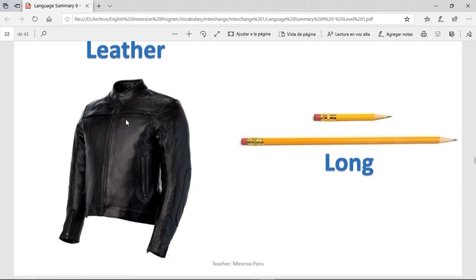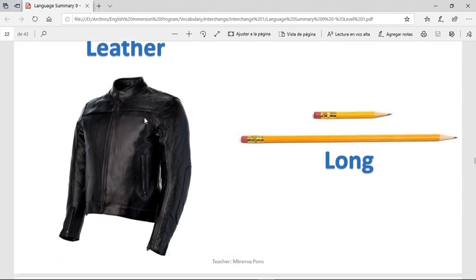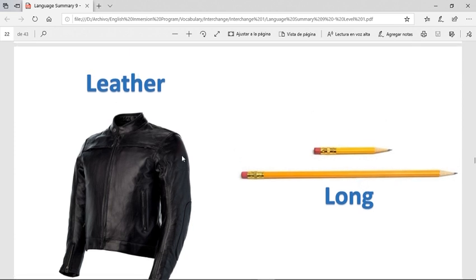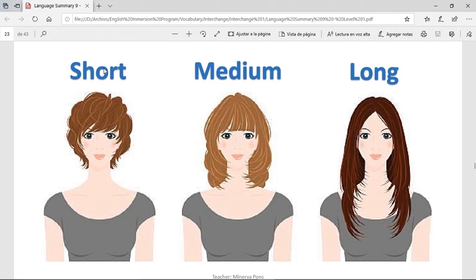Leather. Leather is a type of material that comes from the skin of animals. This is a leather jacket. Long. This pencil is not long. This pencil is long. But you can also call this short. This pencil is short. This pencil is long. We have short. That is really close, you know, it's not so long. Medium. Medium size. Medium. And long. Short. Medium. And long.